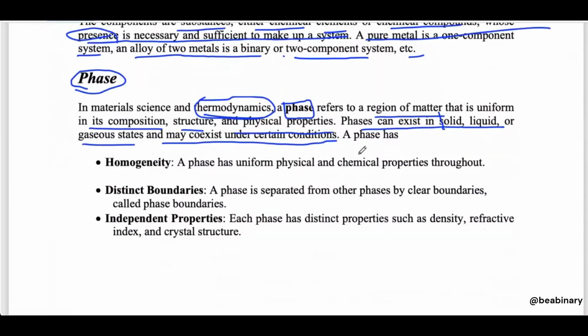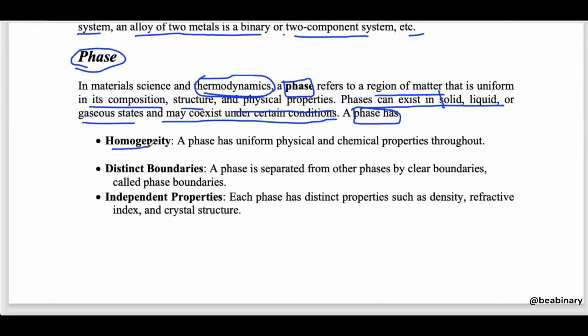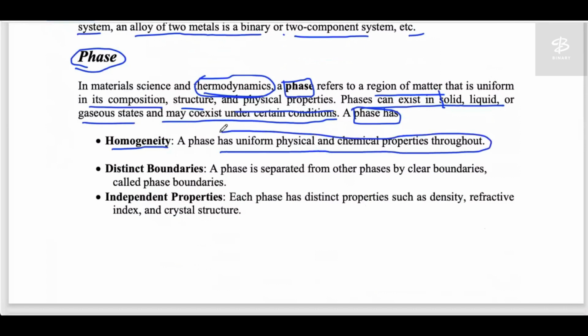So how can you define a phase? A phase should have certain criteria. These are the criteria. First is homogeneity. Homogeneity means a phase has uniform physical and chemical properties throughout. If the physical and chemical properties are the same throughout, then you can say it is homogeneous, and if homogeneity is satisfied, then you have one criterion of being a phase.